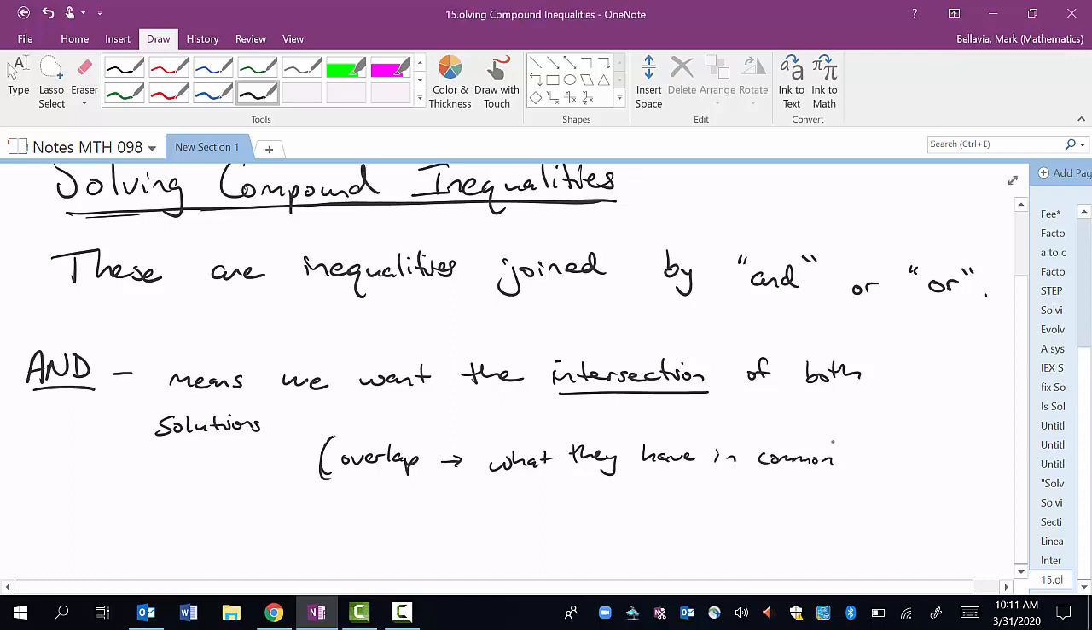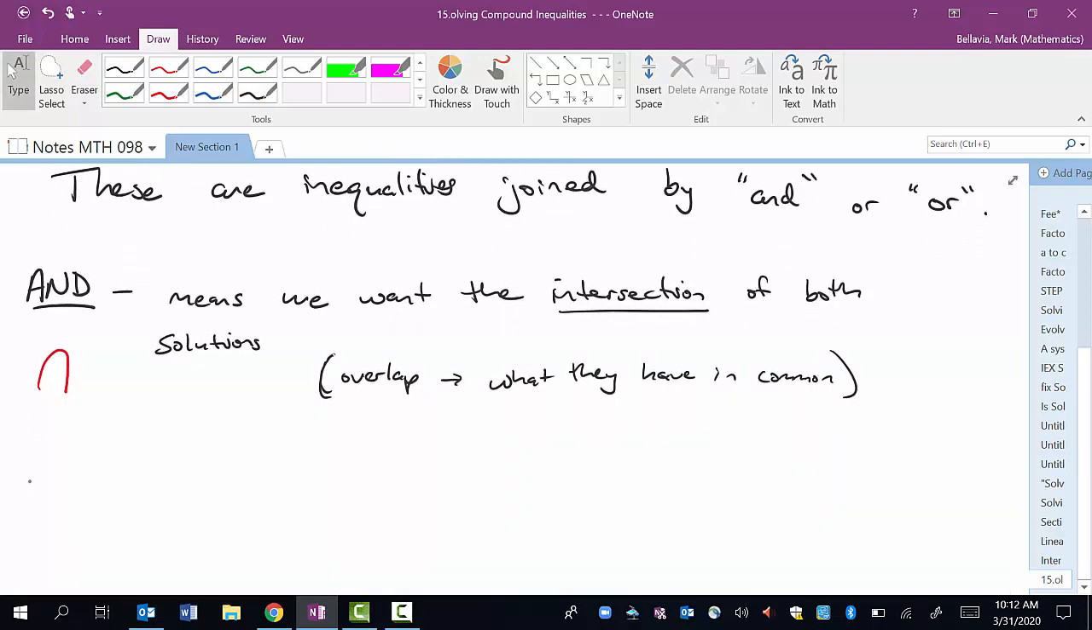So when you are looking at a problem, the word and is in between the two inequalities. We're looking for the overlap. We're looking for what they have in common. They call this the intersection. You might see this symbol like this to represent and. It's kind of like an upside down U. You won't use it very often though, because every and type problem usually can be simplified into a simpler notation.